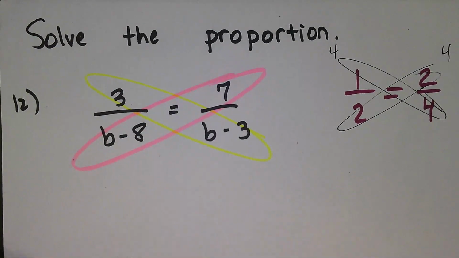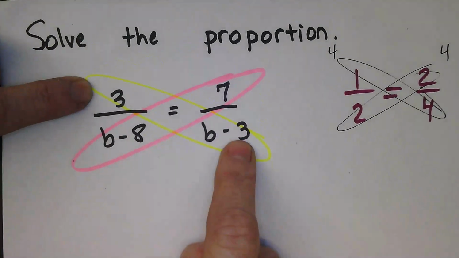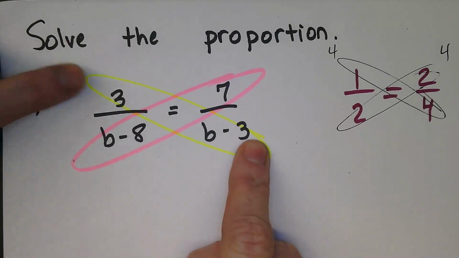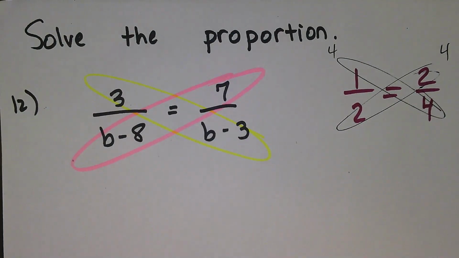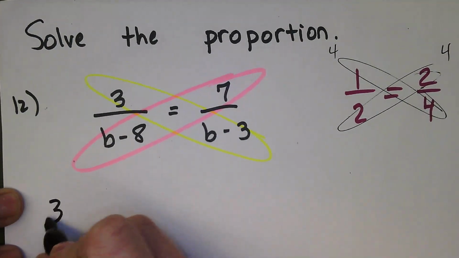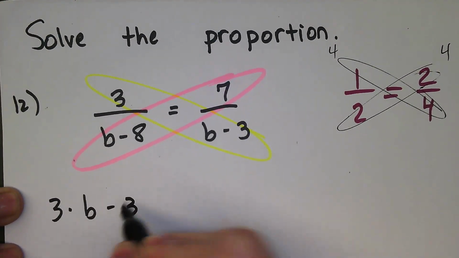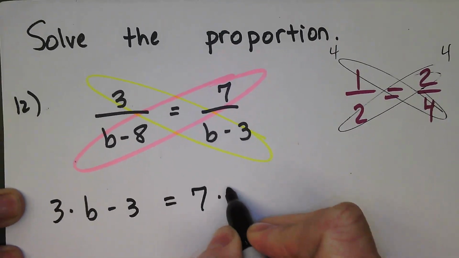I already started circling here in color. I'm going to do 3 times b minus 3 as one cross and 7 times b minus 8 as another cross. That is going to give me an equation that I can solve because the cross products, by definition, have to be equal. All right, so let's do this: 3 times b minus 3 and 7 times b minus 8.